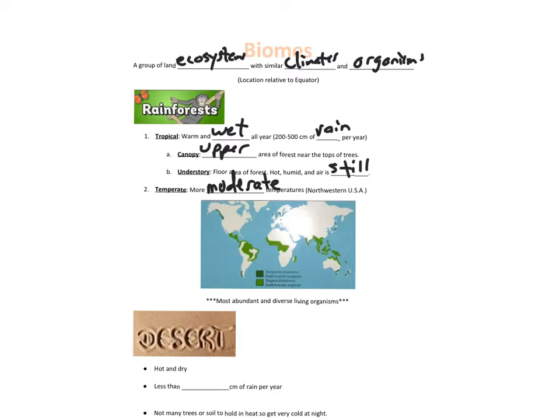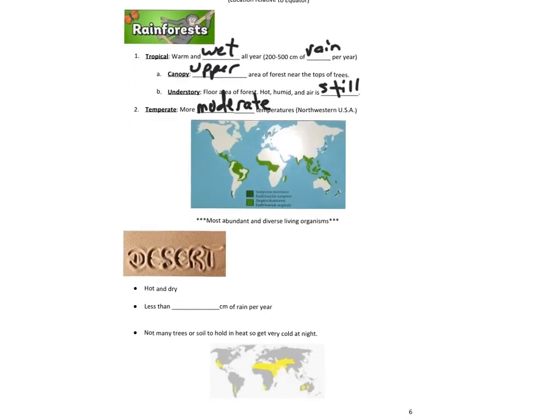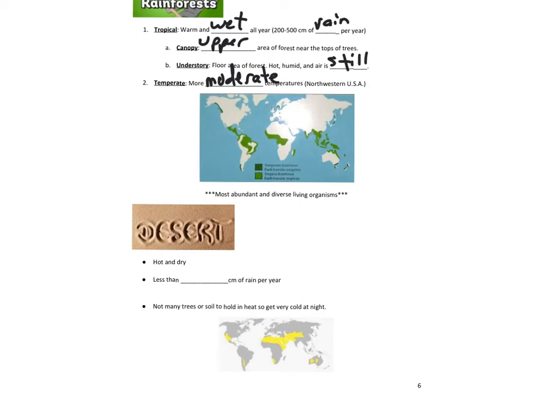Our next biome is the desert biome. Also located near the equator, but these are typically hot but dry biomes, and they end up getting, in some cases, less than 25 centimeters of rainfall per year. Most of the rulers that we used in class are 30 centimeters. So imagine holding that ruler on the ground and realizing that only about 25 centimeters, not even an entire length of a ruler, is all the rain that a desert sees for its entire year.